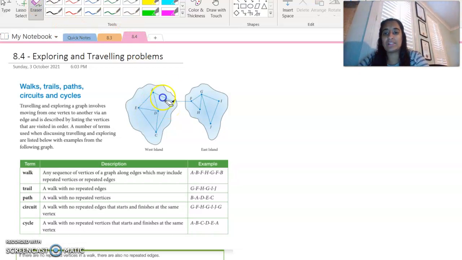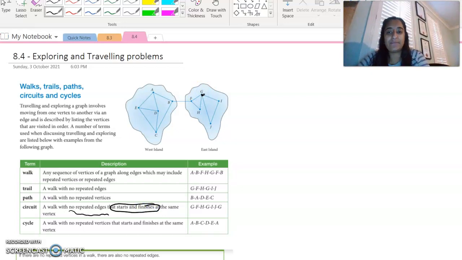All right, looking at a circuit now. So a circuit is basically a walk with no repeated edges. Okay, so it's similar to a trail, but it's going to start and finish at the same vertex. So say we start at the point G, we go to F, we can go to H, we can go to G again, back one step. We can go from H to G to I, to J, and then back to G again. Okay, so that could be a circuit.